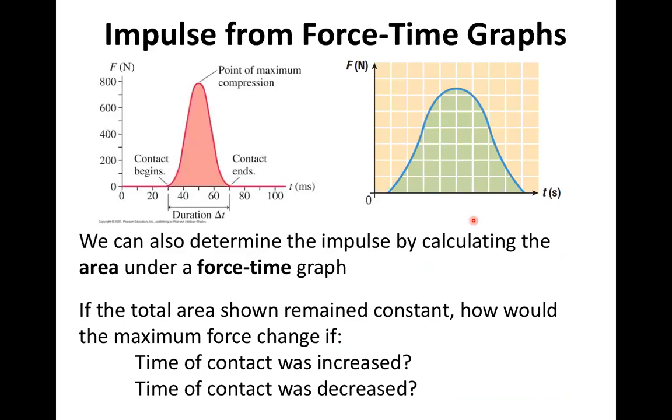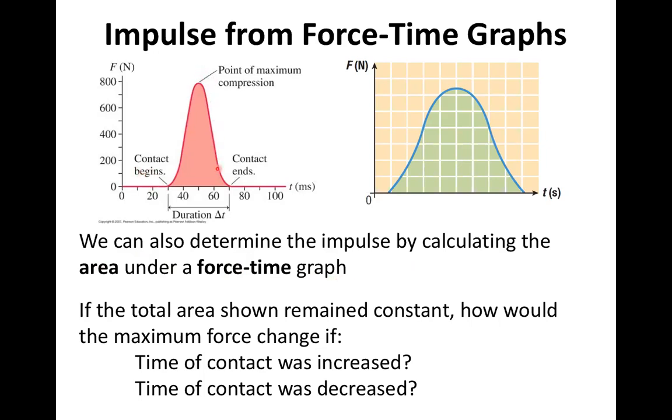So in real world scenarios, the force will be changing over time. When contact begins, the force is low, and then we have the point of maximum compression, and then there is the contact ending, force tapers off. So when force changes over time, what force do we substitute into the J equals net force times time equation? Well, we could have an average force, and that would work, but otherwise we could do it using the area under the force time graph.